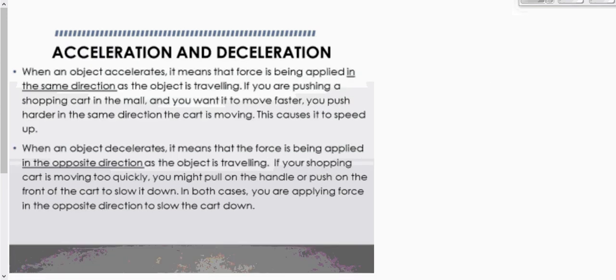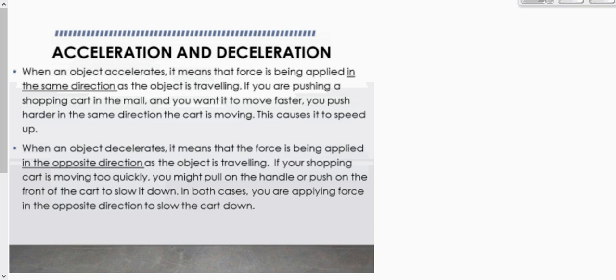Now, acceleration and deceleration imply that a force is being applied on the object. If I'm applying the force in the same direction I'm traveling, then it causes the object to speed up. For example, if I'm at the mall pushing my shopping cart and I want it to move faster, I'm going to push harder in the same direction that I'm moving. My acceleration force is in the same direction as my velocity.